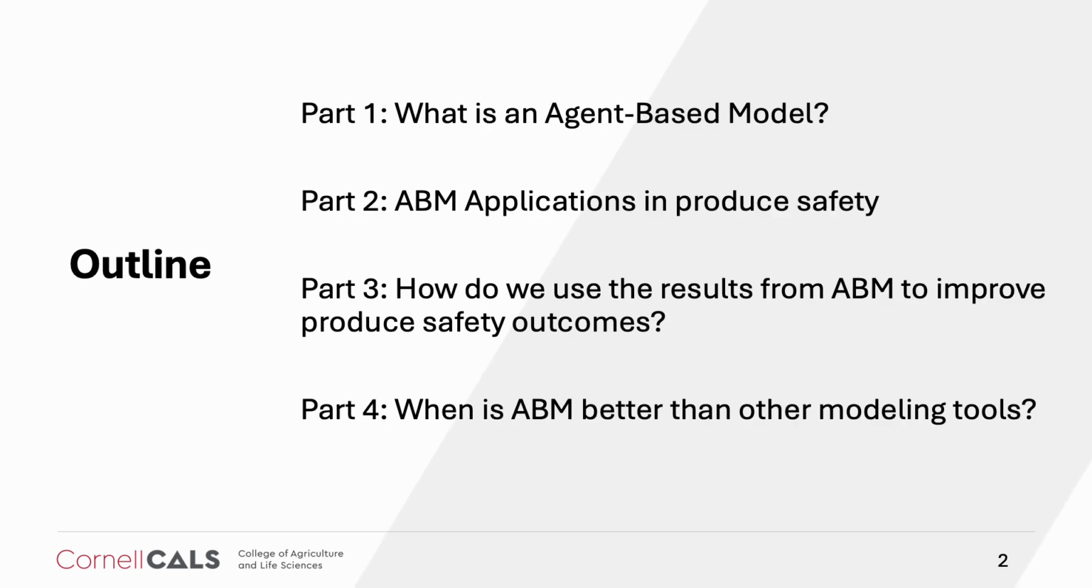So we will be dividing today's lecture into 4 parts. First, we will learn about what an agent-based model is, which I'll refer to as ABM throughout this lecture. Second, we will explore some applications of agent-based model in produce safety. Third, we will learn about how we can use the results from ABM to improve produce safety outcomes. And finally, we will compare ABM with other modeling tools that are used in produce safety applications and learn when it is better to use than the others. At the end, I will suggest some resources that you can refer to if you want to learn more about ABM applications in produce safety.